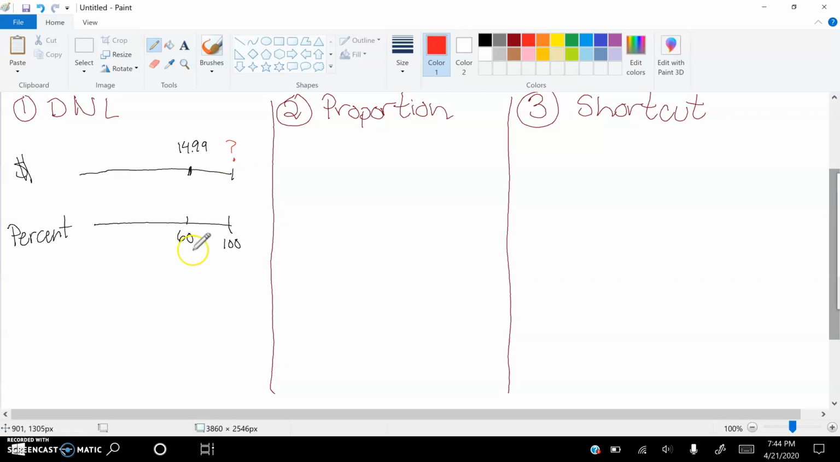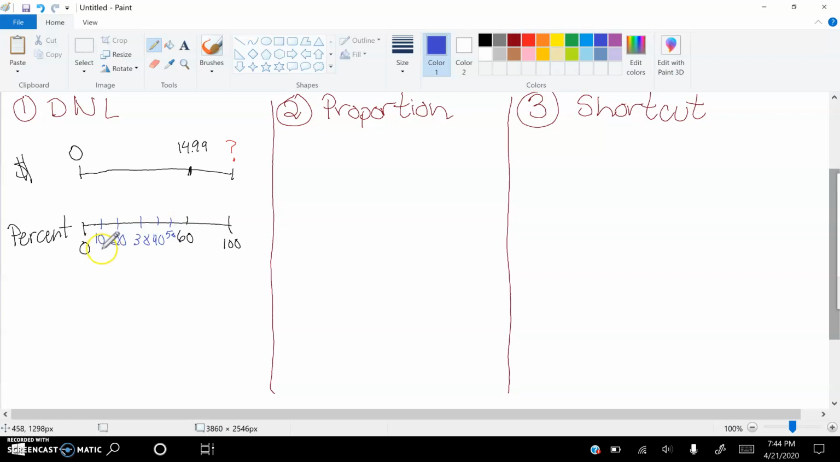Now 60%, since that's a multiple of 10, if we can figure out what 10% is, we can use that to figure out 100%. So looking at our double number lines, if we paid 0% of the cost, that would be $0. So let me go up by 10. So this is 10%, 20, 30, 40, 50, and 60.